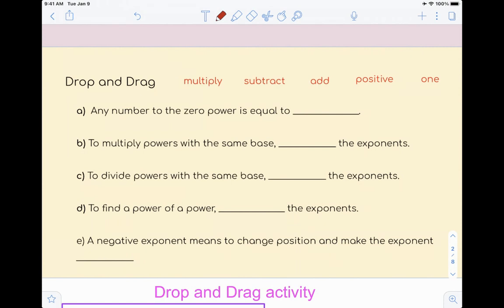Okay, any non-zero number raised to the 0 power is equal to 1. To multiply powers with the same base, you add the exponents. To divide powers with the same base, you subtract the exponents. To find the power of a power, you multiply the exponents. A negative exponent means to change position and make the exponent positive.